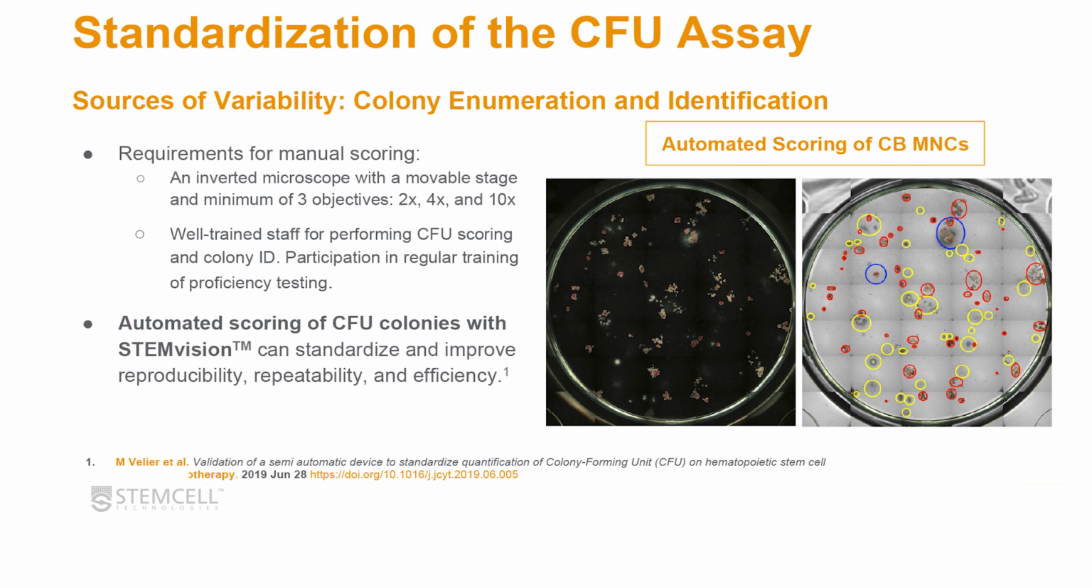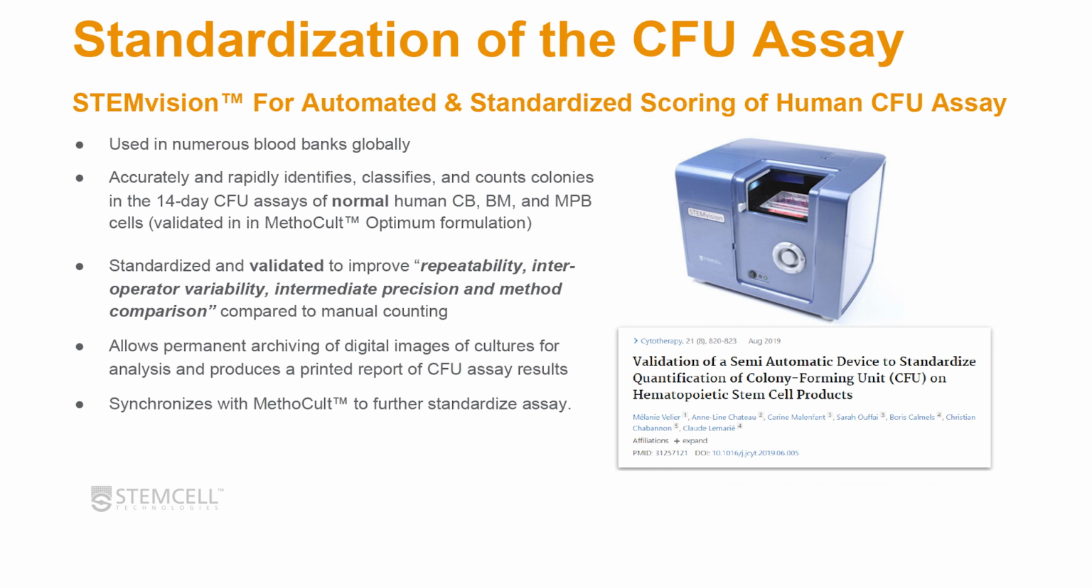With automated scoring, you get an image that has marked up colonies, where the blue circles are what we call multipotential GMM colonies, the yellow ones are the myeloid, and the erythroid are the red circles. So you can really evaluate that. If you would have scored it that way, you can review what the algorithm has done and confirm that it's working for you.